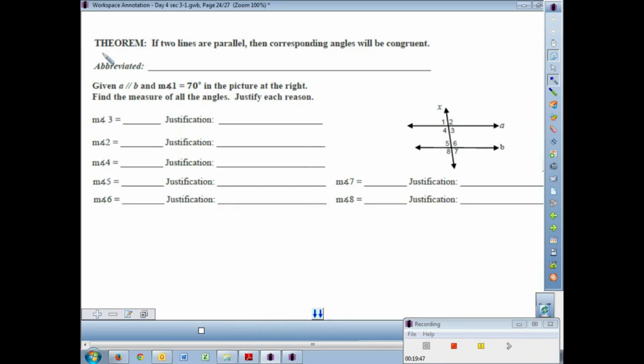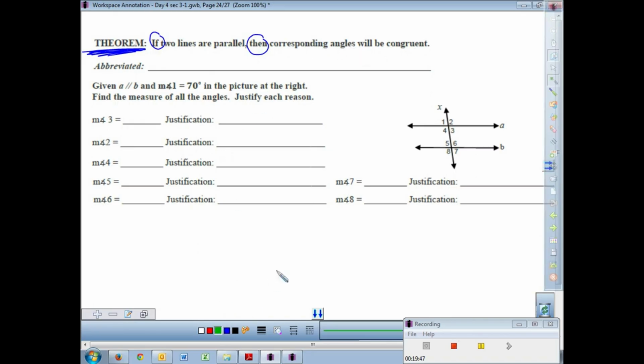Now, here's a big boy. Here's a theorem right here that says if two lines are parallel, then corresponding angles will be congruent. So this is the actual theorem. If two lines are parallel, then corresponding angles will be congruent.